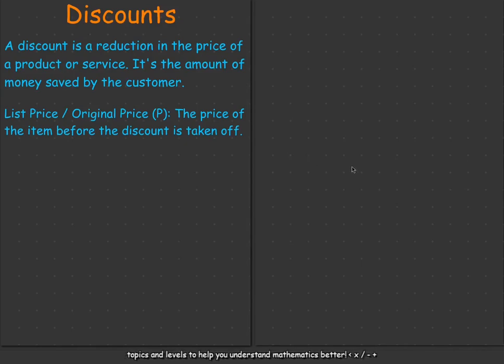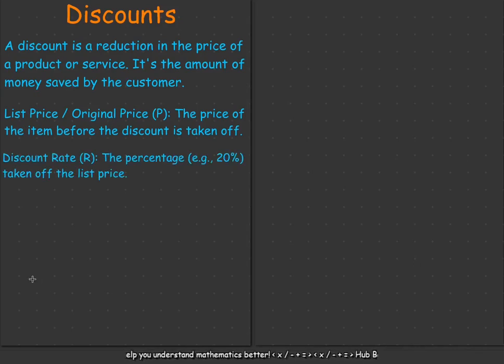And its symbol is P. Then the second thing we have to take note of is what we call the discount rate. The discount rate is the percentage that is taken off. Out of the 100% of the original price, what percentage are you trying to take off? That is the discount rate, and it is represented with R.